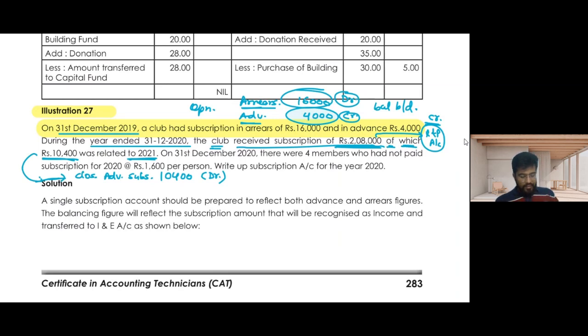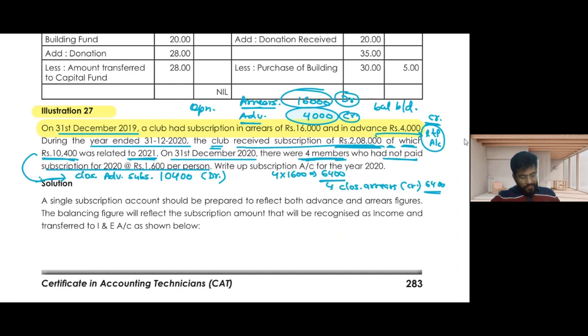Okay. And then they are saying on 31st of December 2020, there were 4 members who had not paid the subscription for 2020 of rupees 1600 per person. So 4 members have not paid 1600 rupees. That would be 6400. This should be your closing arrears, and this will be shown as your asset on the credit side of the subscription account, that is 6400. So this is the whole information they have given.